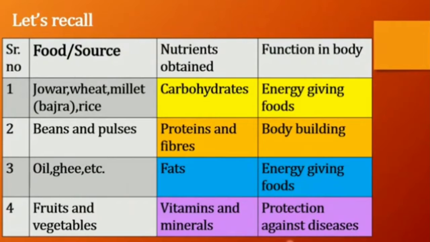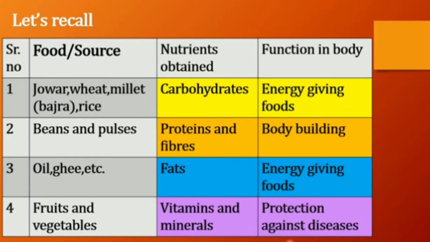Children, let's recall. Some of the food sources are given. We need to write down the nutrients obtained by them and the functions they do in our body. First, jawar, wheat, millet, that is bajra, rice. The nutrients which we obtain from them is carbohydrates and they are energy giving foods.